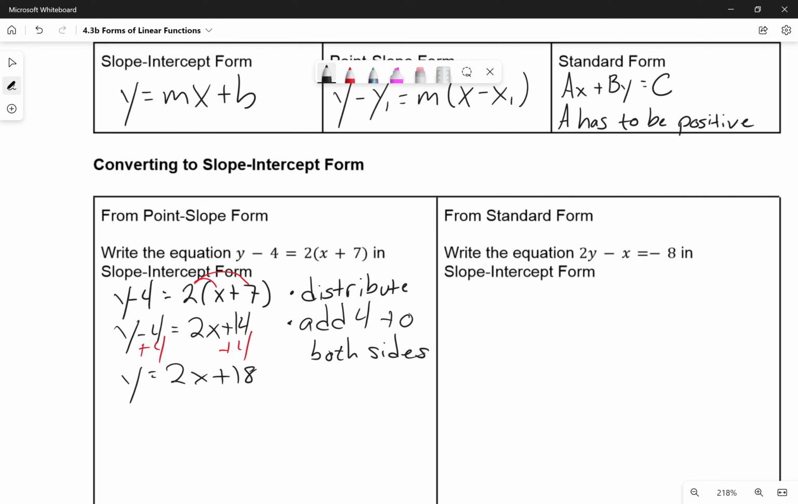2 beautiful steps. But now let's go from standard form to slope intercept form. This one looks a little bit more tricky. But again, the process that we're going for is to solve for y. That's what makes slope intercept form so beautiful. So I'm going to rewrite it so I have room to show work. So since we're solving for y, our very first step is to actually add x to both sides.